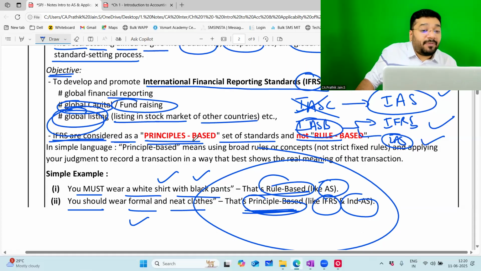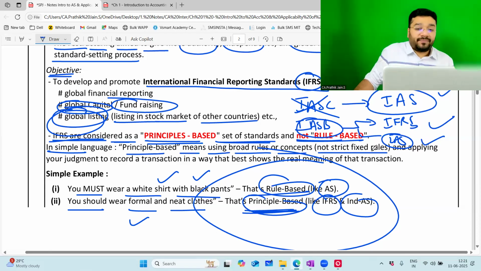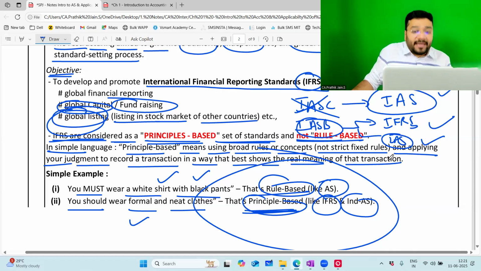IFRS are considered as a principle-based set of standards and not rule-based. In simple language, principle-based means using broad rules or concepts, not strict fixed rules, and applying your judgment to record the transaction in a way that best shows the real meaning of the transaction. When recording a transaction, you present the data to make it more true, more fair, more understandable, more reliable, whatever you feel is appropriate, and you can play within that rule. That is what a principle-based accounting standard is. Principle-based accounting standard means how I should record and present a transaction in a way that my financial statement is reliable, comparable, understandable, transparent.